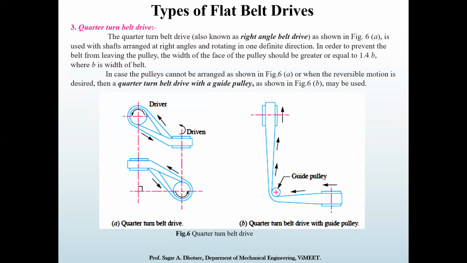So in case the pulley cannot be arranged as in figure A, then a reversible motion is desirable, and the quarter turn belt drive will have a guide pulley, which is shown in figure B. Okay.